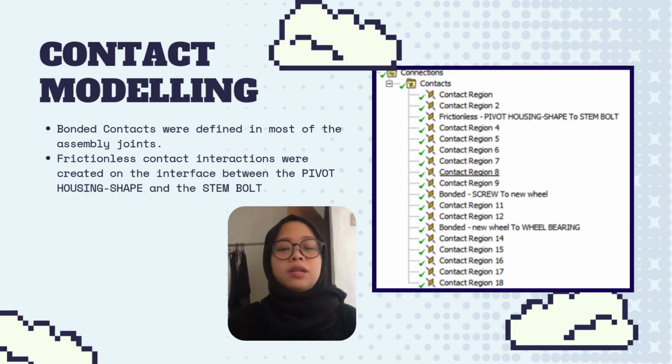Bonded contact was defined in most of the assembly joints to simulate a perfect connection where the parts cannot separate and slide due to the application of static load. On the other hand, frictionless contact interaction was created on the interface between the pivot housing and the stem bolt.